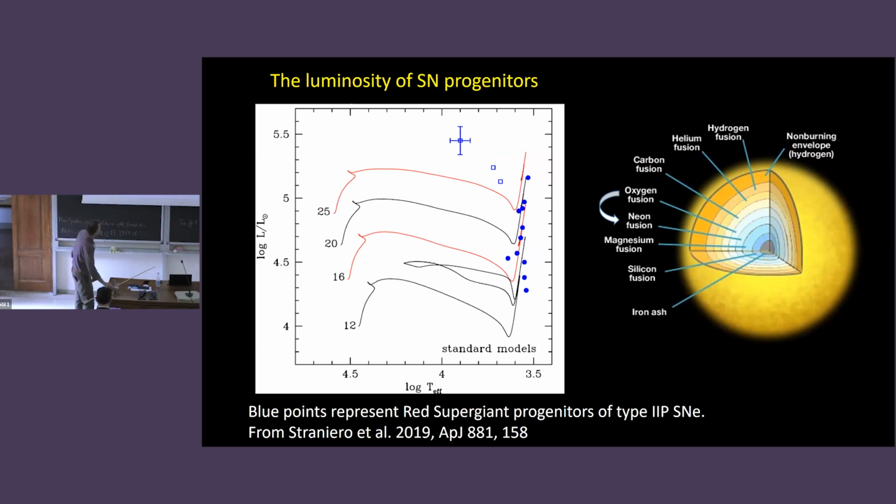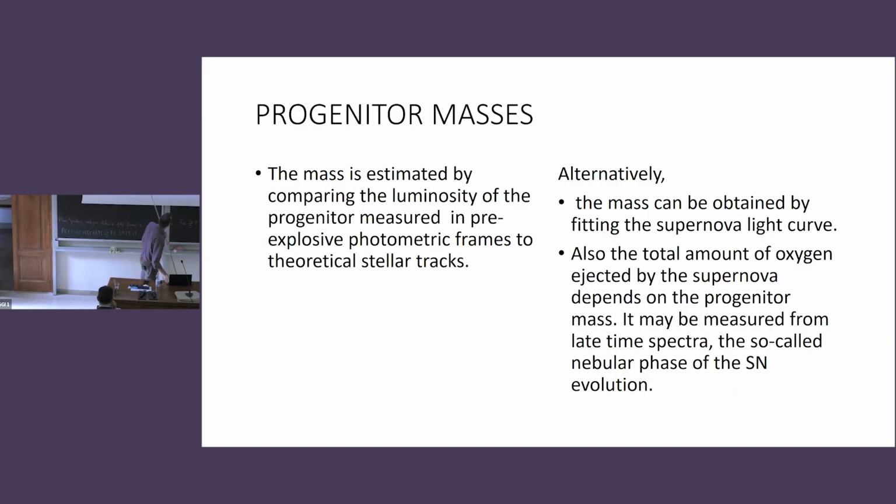Okay, so here you have the comparison with theoretical evolutionary tracks of different masses, and this is the location of the progenitors in the color magnitude diagram. So we can measure the mass by making this comparison. And the problem that we have discovered is that the mass measured in this way is typically smaller than the mass measured by looking at the supernova outcome.